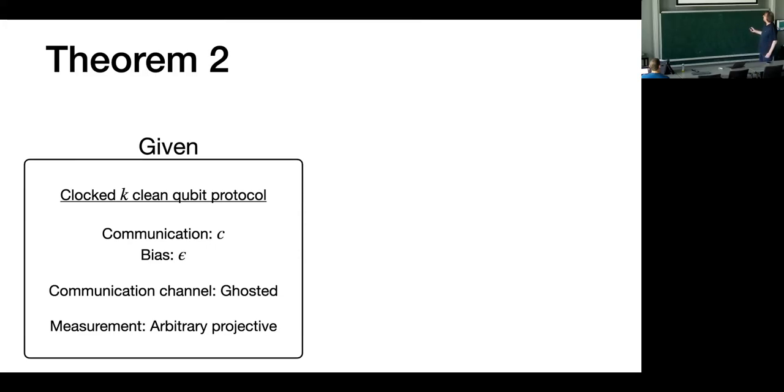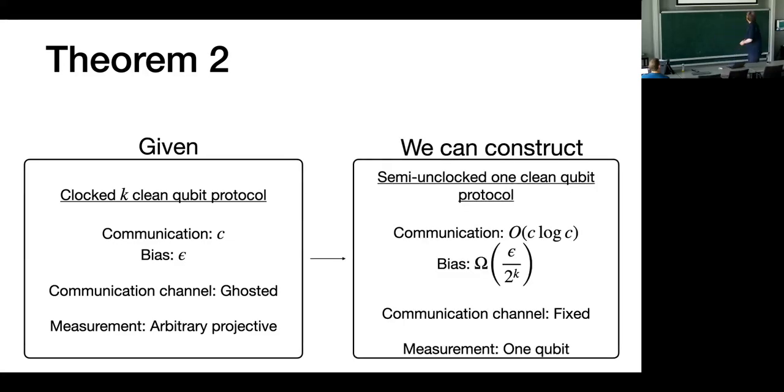Okay, so we are done with K clean qubits, communication C, bias epsilon, ghosted channel, arbitrary projective measurement. So this is general, and we get a semi-unclocked one clean qubit protocol with communication C times log C, and the bias epsilon divided by 2 to the K, a fixed communication channel, and you measure only one qubit in the end. So you see actually the gap between this clocked and unclocked model, or semi-unclocked model, is not that large, at most a log factor. And of course, if you go from K to 1, you expect this bias to drop by 2 to the K.